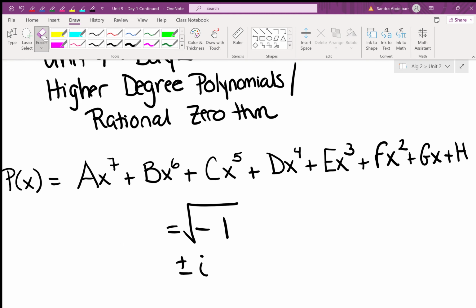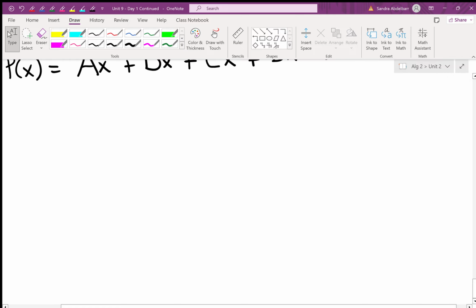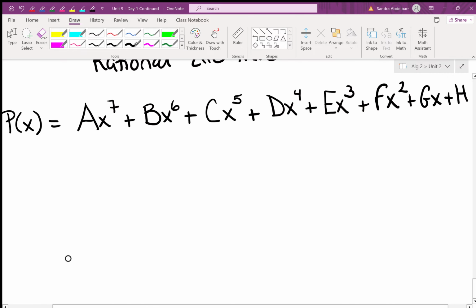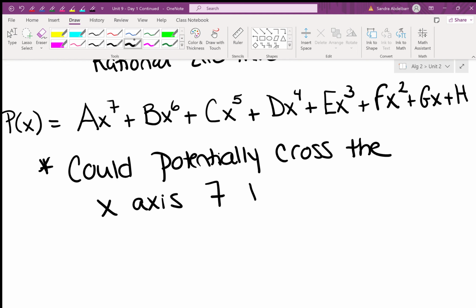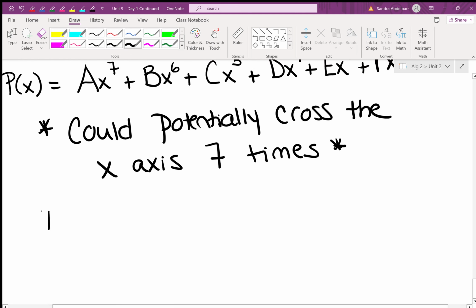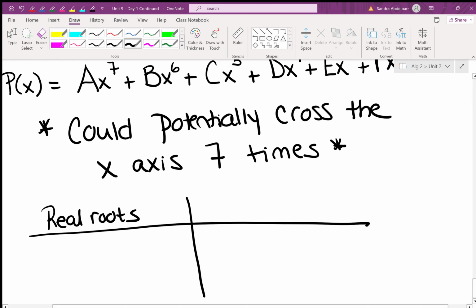So what does that mean for us? This means we could potentially cross the x-axis 7 times. All right, so let's figure out our possibility of real roots versus non-real or complex roots.